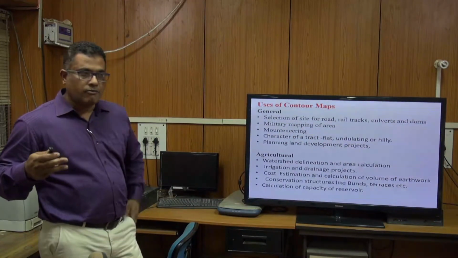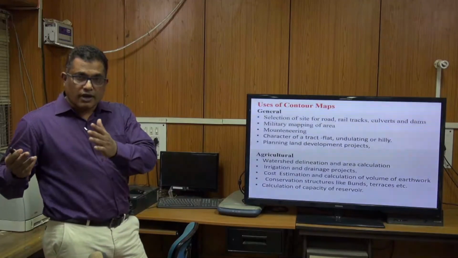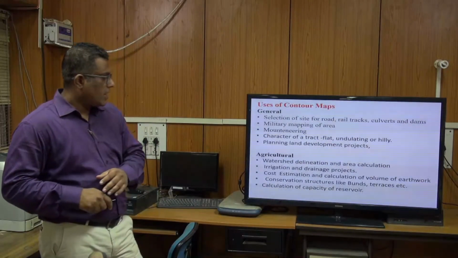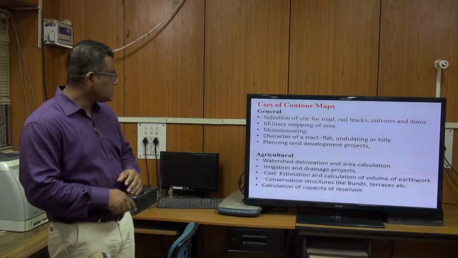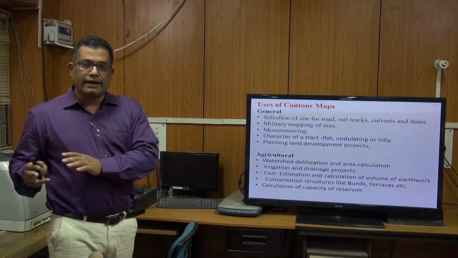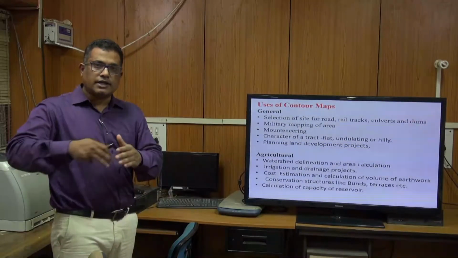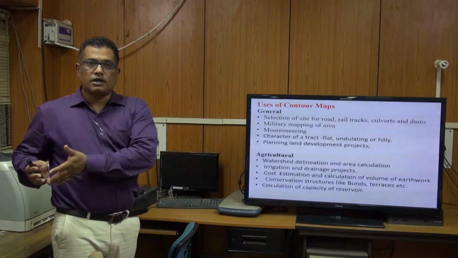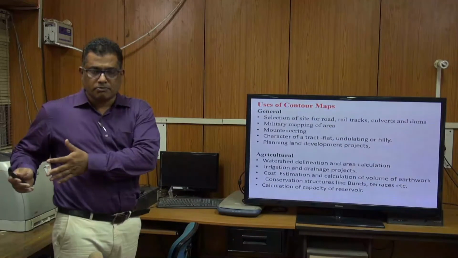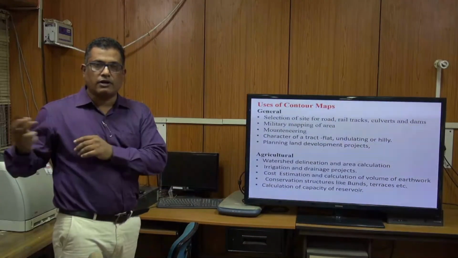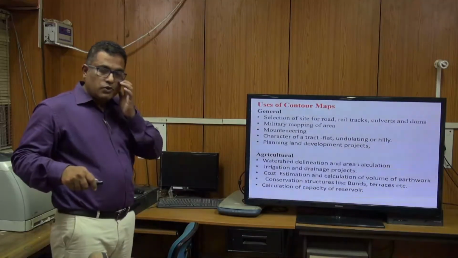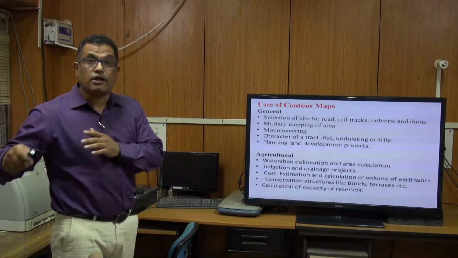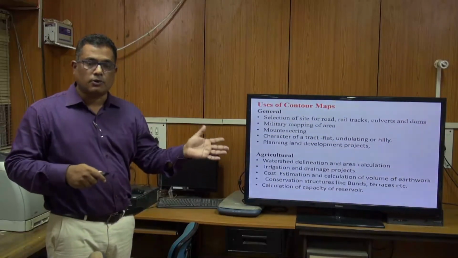And by careful observation of contours, we can say whether the terrain is flat, undulating or hilly. It is also used for land development works. For agriculture, it is very much used in watershed delineation or catchment area delineation. A watershed is an area from where rainfall runoff takes place and joins a single point, a river, a stream or a pond. The entire area is called a watershed area, which we will learn later. We will do it in the practical class, how to delineate a watershed and how to find the area of that watershed by the use of a topographic map.